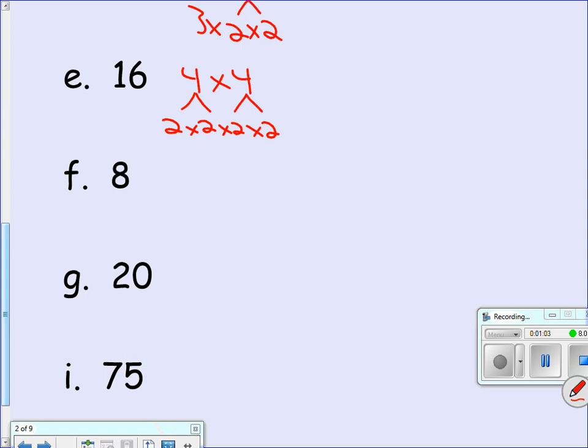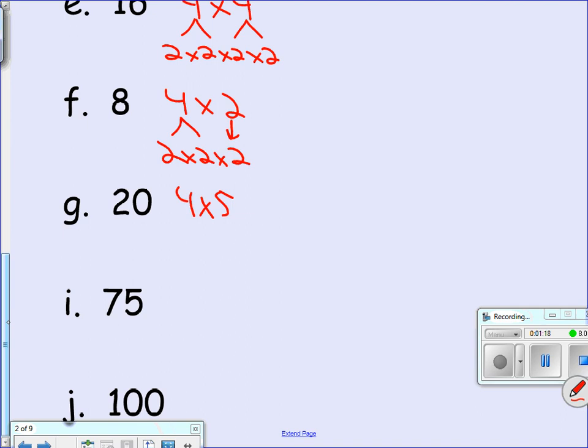8 times 8, we have 4 times 2. Let's break this 4 apart. 2 times 2 times, we'll bring this 2 down, 2. 20 here, we have 4 times 5. I know 4 is not prime, just like we've been doing here. 5 is prime, so we'll keep the 5. We'll go 2 times 2 times 5.